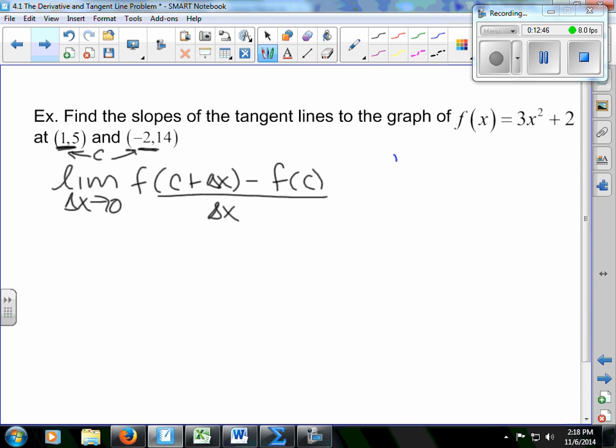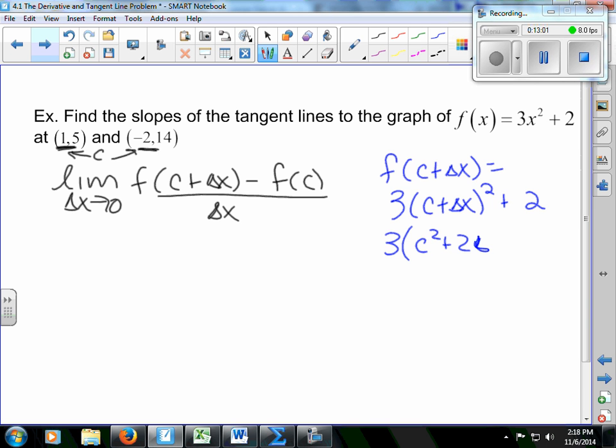Now what does my side work look like? What is f of c plus delta x? Well, it's 3 times c plus delta x quantity squared plus 2. This is 3 times, if I FOIL c plus delta x, it's c squared plus 2c delta x plus delta x squared plus 2. And then you'll distribute the 3. So let's put that into our difference quotient limit.